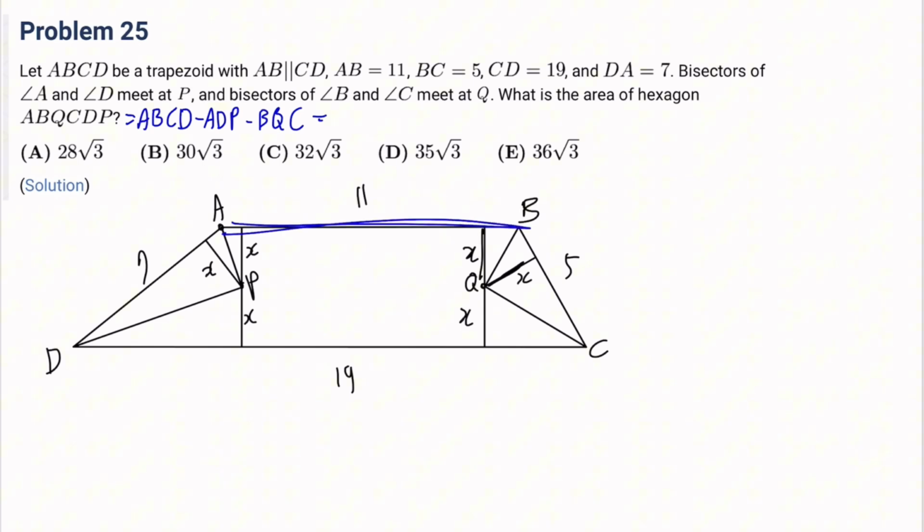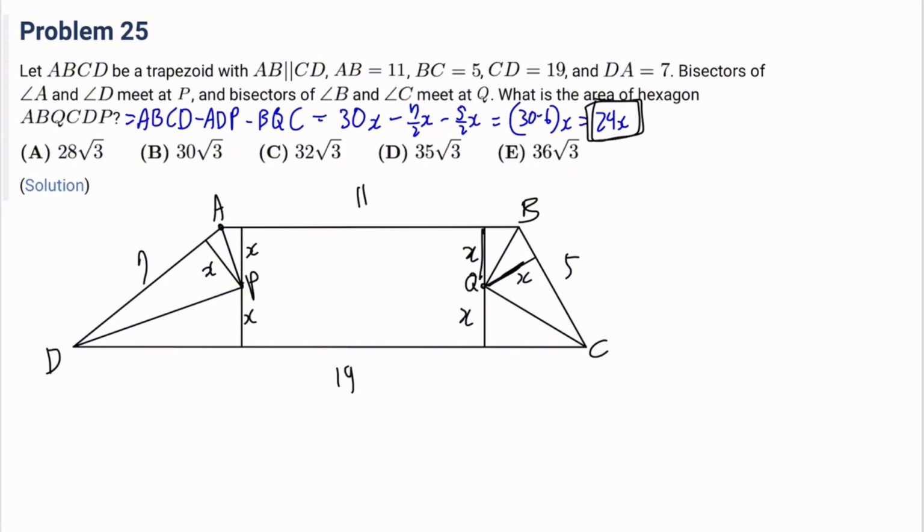Minus ADP minus BQC, and this is going to be equal to, so this is 11 plus 19 over 2, so that's 15. 15 times 2x, right? So that's 30x, and then minus 7 over 2 x, minus 5 over 2 x, right? And so this is 30 minus 6 of x, which is equal to 24x. So this is 24x. This is the thing that we want.